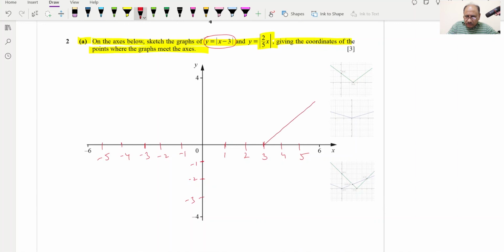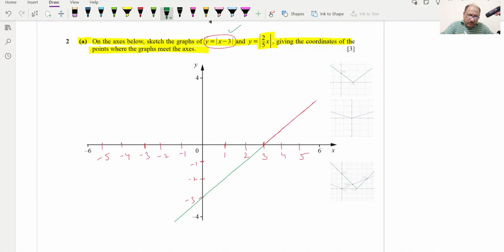So the line will be passing through this one. So positive line I have drawn like this, and the negative side of the line I will be drawing in different color, and this will be passing through this one. So this is the negative portion of the line.